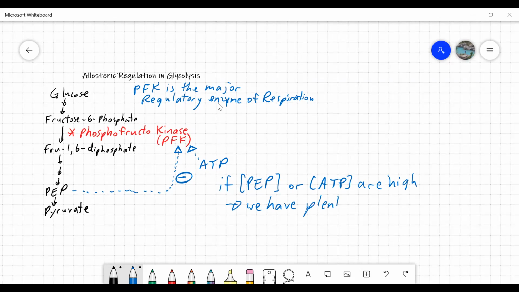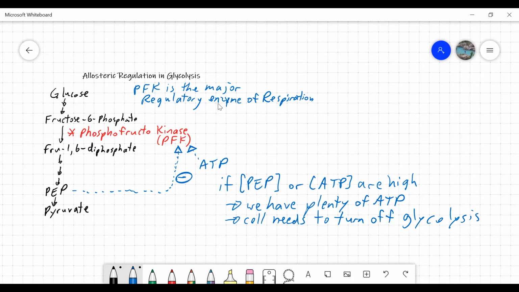We have plenty of ATP. What else does it mean? It means the cell needs to turn off glycolysis. So we can write that as well. Cell needs to turn off glycolysis.